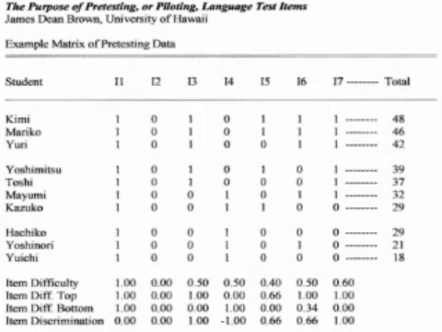Same thing happens with item 2 for different reasons. Nobody in the top group got it right, nobody in the bottom group, so when you subtract, you get 0.00.